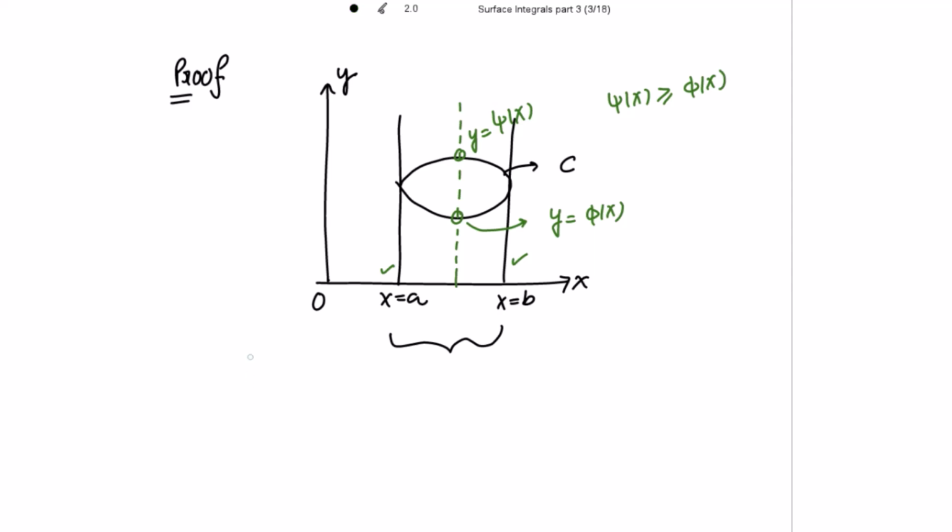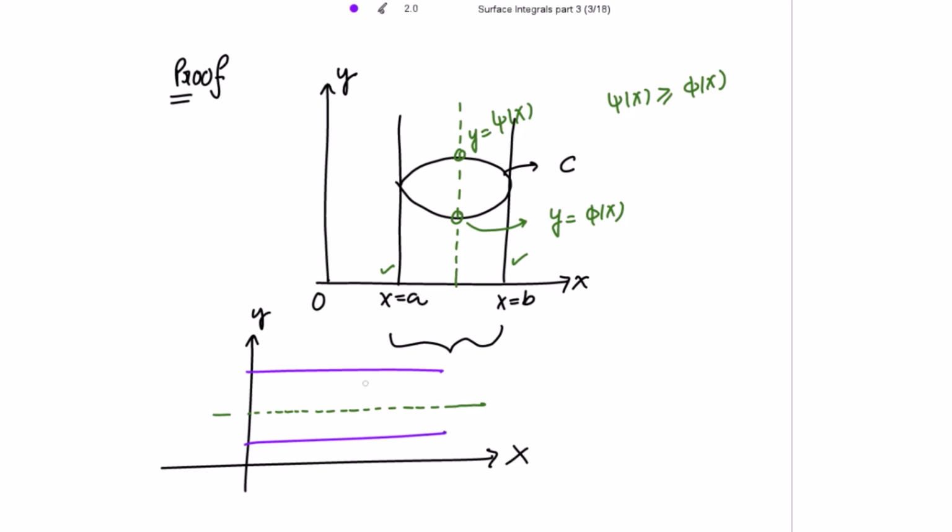In another way, you may also take your region such that if you take any line parallel to the x-axis, then this line meets the region bounded by the curve C in at most 2 points. So either a line parallel to the x-axis or a line parallel to the y-axis will meet the curve C in at most 2 points. In the proof, I will consider this part, and the second part we write by similarity. Okay, let's start with the proof.